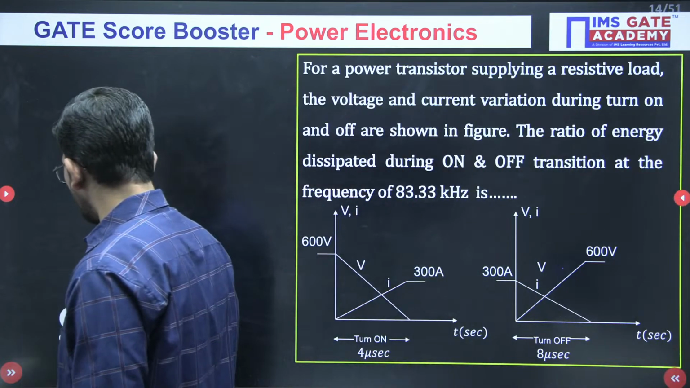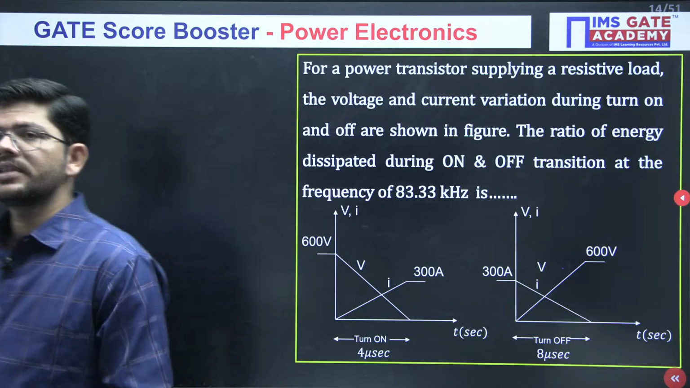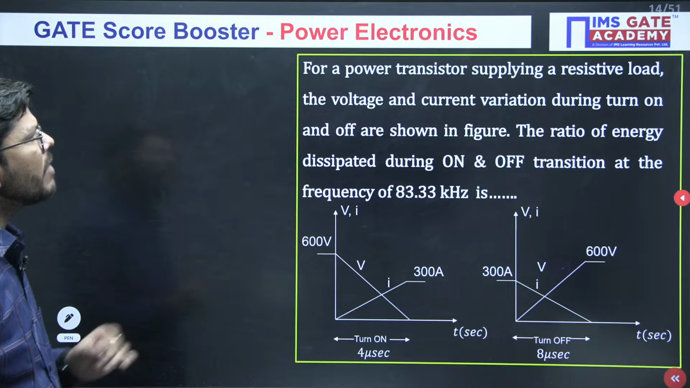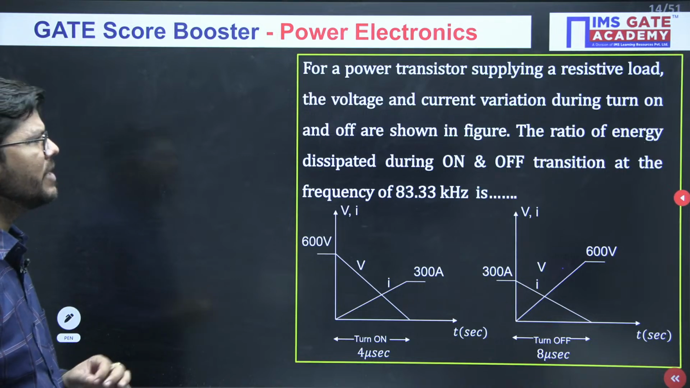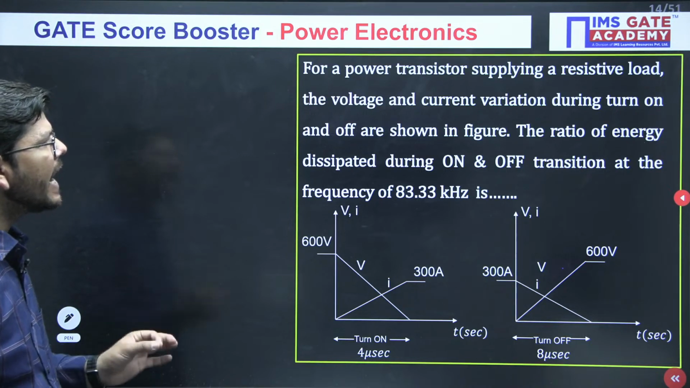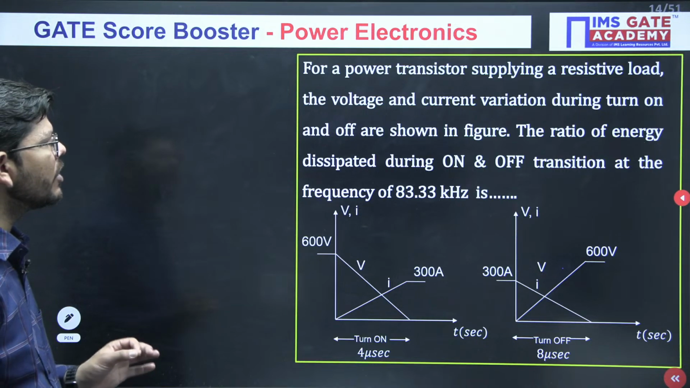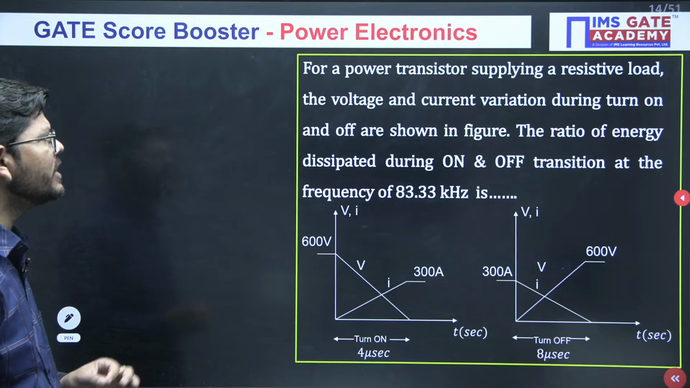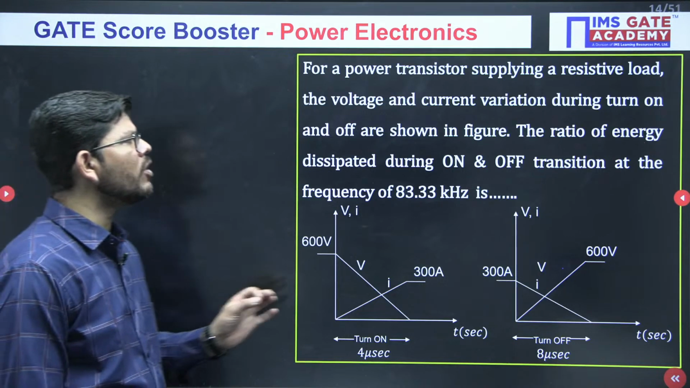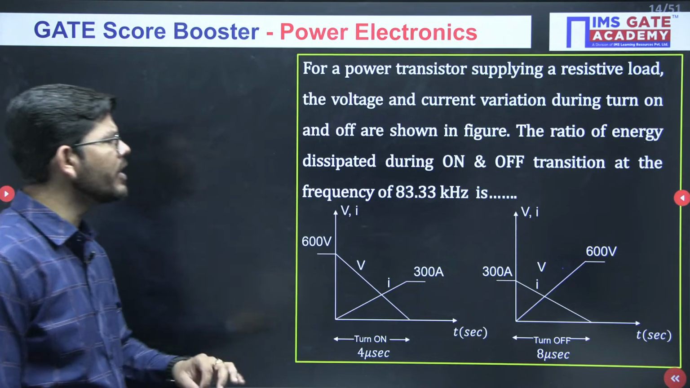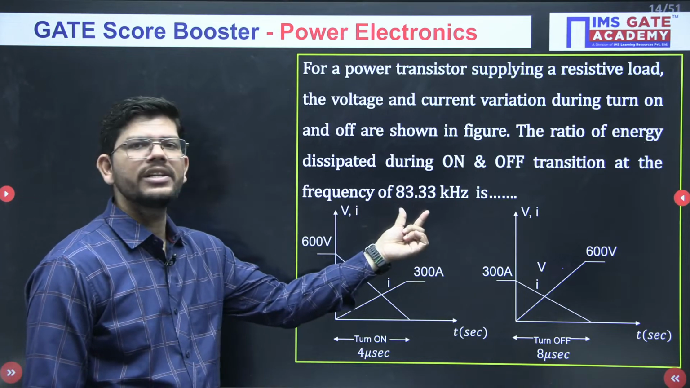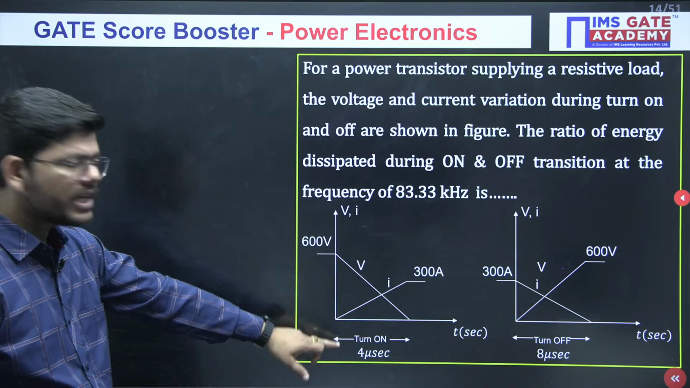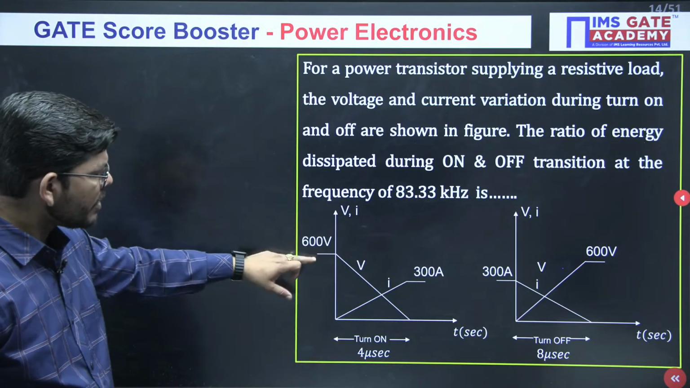Yes, these are the questions from switching power losses. These are very important. So what has been given here in this question? For a power transistor supplying a resistive load, the voltage and current variations during turn on and off are shown in figure. The ratio of energy dissipated during on and off transition at the frequency of 83.33 kilohertz will be what?